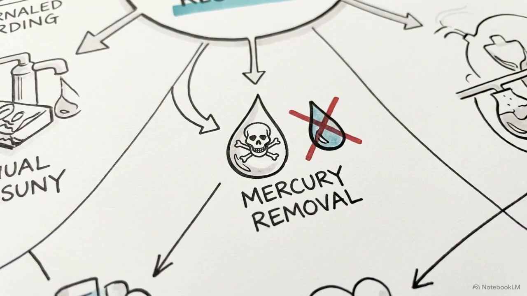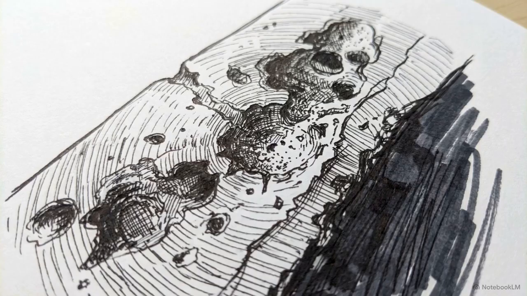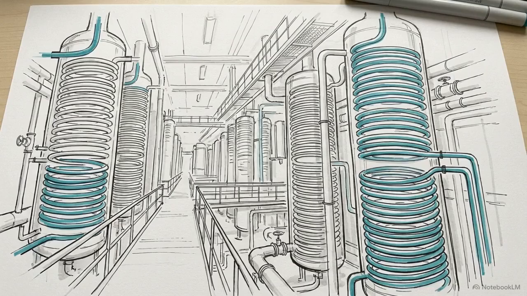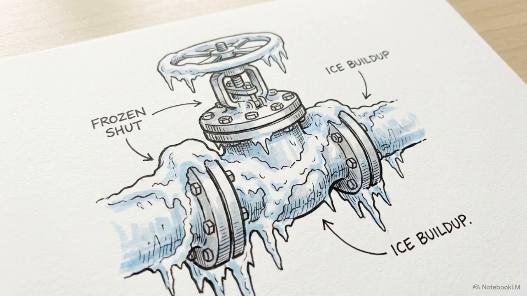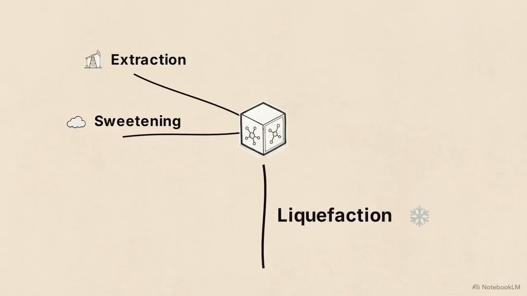Beside that, note down mercury removal. Even trace amounts of liquid mercury cause severe galvanic corrosion in the aluminum equipment used further down the line. If any of these strict pretreatment steps fail, the gas will cause physical blockages or metallurgical failure long before it ever reaches the cooler. Now draw the third branch, labeled liquefaction.